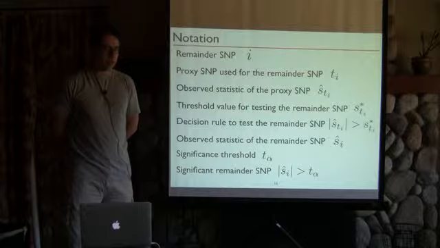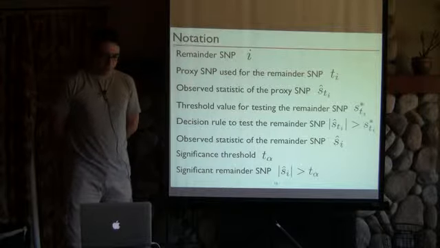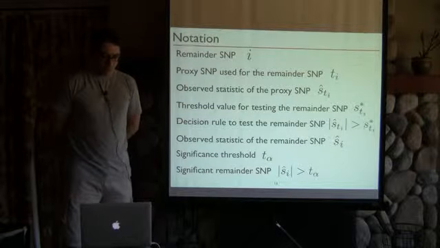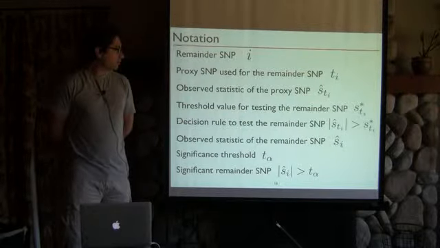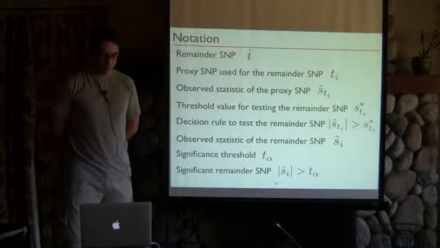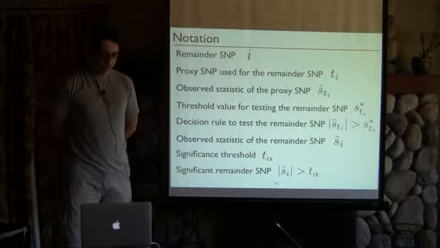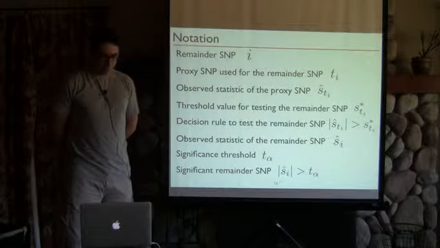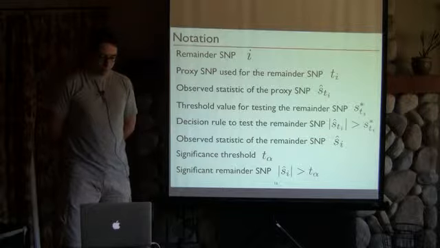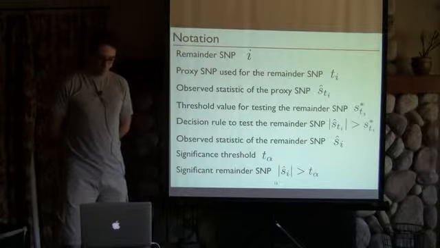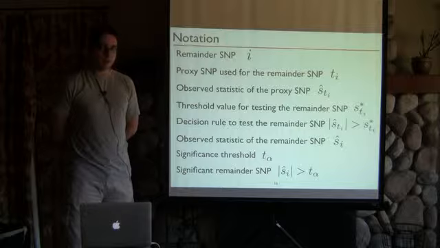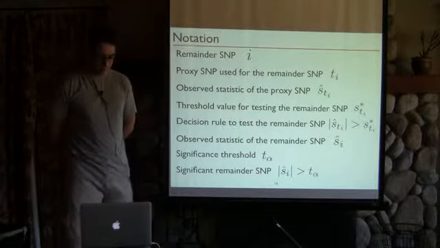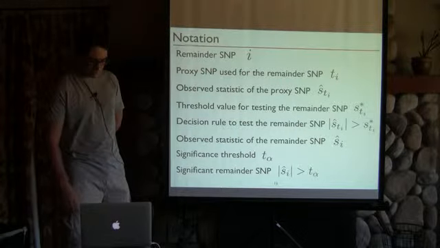For the remainder SNP, I will use the subscript I. For the proxy SNP, for this particular remainder SNP, the subscript will be TI. The observed statistic of the proxy SNP is going to be S hat TI, and we will compare it to a threshold value, and we will check if this threshold value is lower than the observed statistic of the proxy. And if it is, we will compute the statistic of the remainder SNP, and then it will be S hat I. And then we will compare it to a significance threshold value T alpha, and then we can deduce whether this remainder SNP is significant or not.